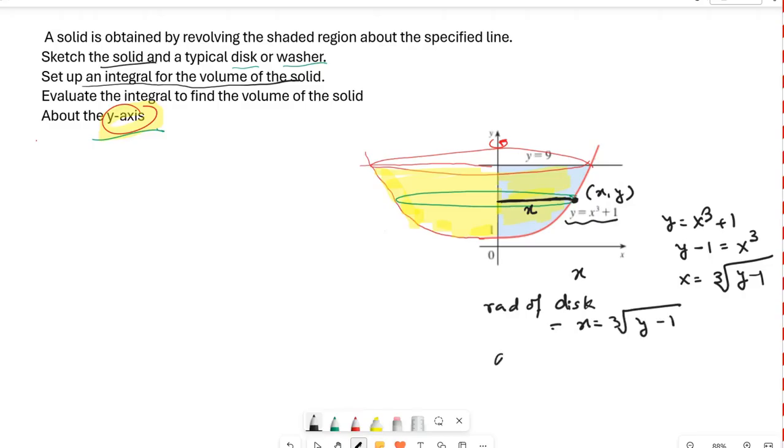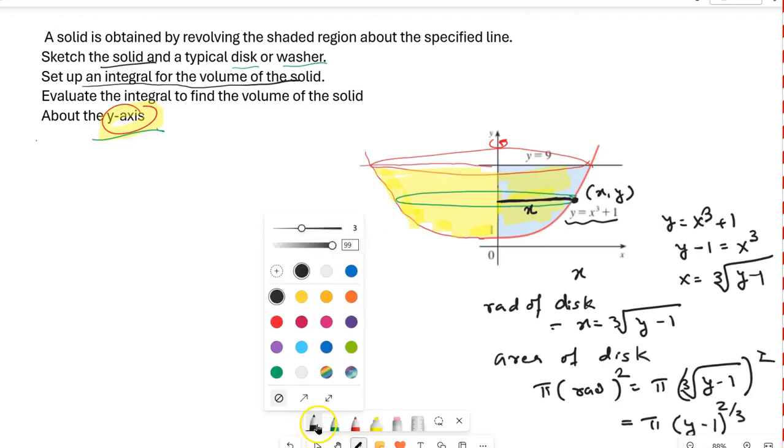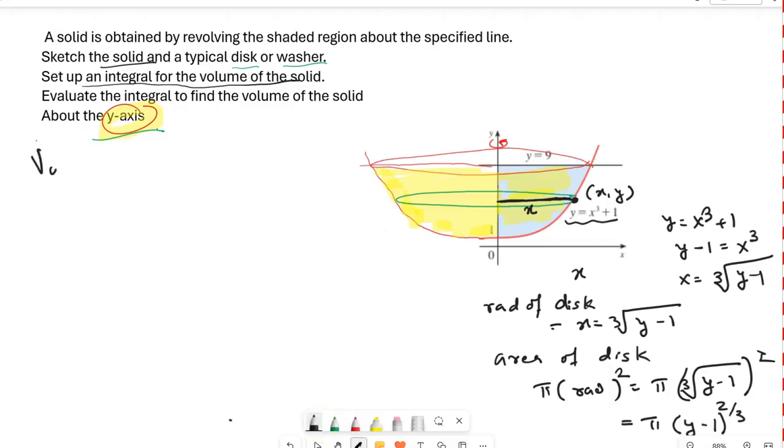So what will be the area of the disk? That will be pi times radius squared. Therefore, pi times the cube root of y minus 1, whole squared. Basically, pi times (y minus 1) to the power 2/3. So, what is the volume?